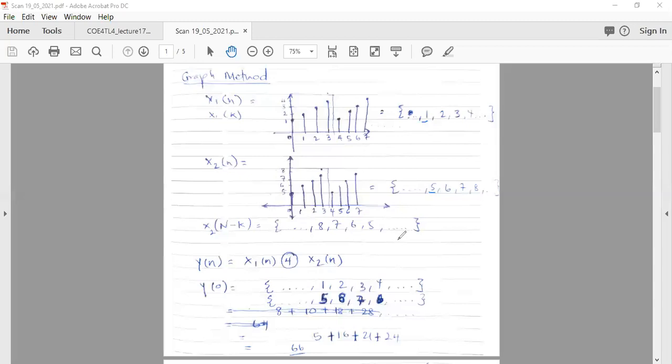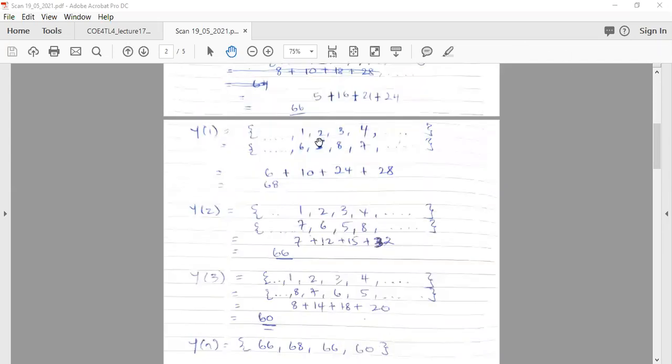Now, next one, in order to find my y of 1, what I'll need to do is take this 5 and shift it 1 unit this side. That means 5 will come in line with 2, followed by 8 coming in line with 3 and 7 coming in line with 4. Then this 6 shifts out, so 6 comes in line with 1. So basically it's rotating in a circular motion.